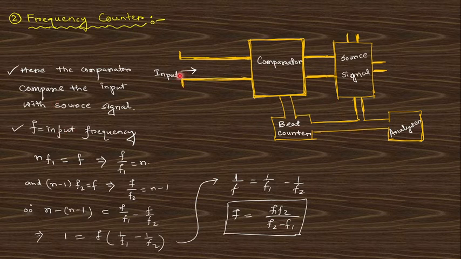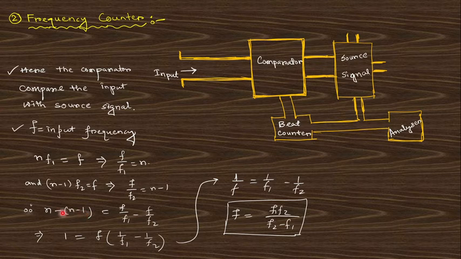What happens if we make a microwave with frequency f incident? The frequency of the incident microwave is f, and there are two resonances: n f1 equals f, and the successive one, n minus 1 f2, will also be f, right? So from this mathematics you can see f by f1 equals n, and f by f2 equals n minus 1.